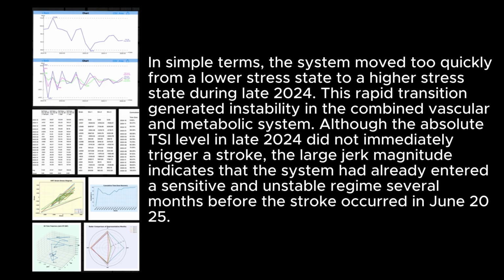In simple terms, the system moved too quickly from a lower stress state to a higher stress state during late 2024. This rapid transition generated instability in the combined vascular and metabolic system. Although the absolute TSI level in late 2024 did not immediately trigger a stroke, the large jerk magnitude indicates that the system had already entered a sensitive and unstable regime several months before the stroke occurred in June 2025.